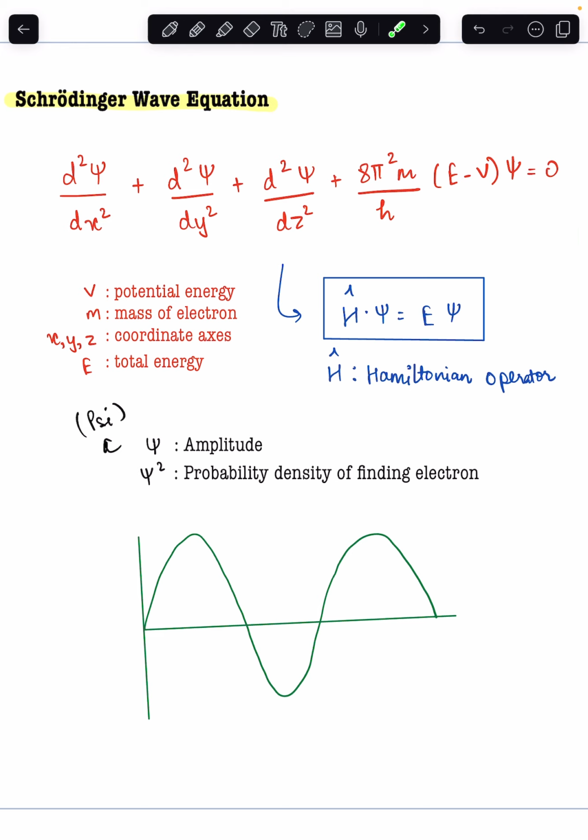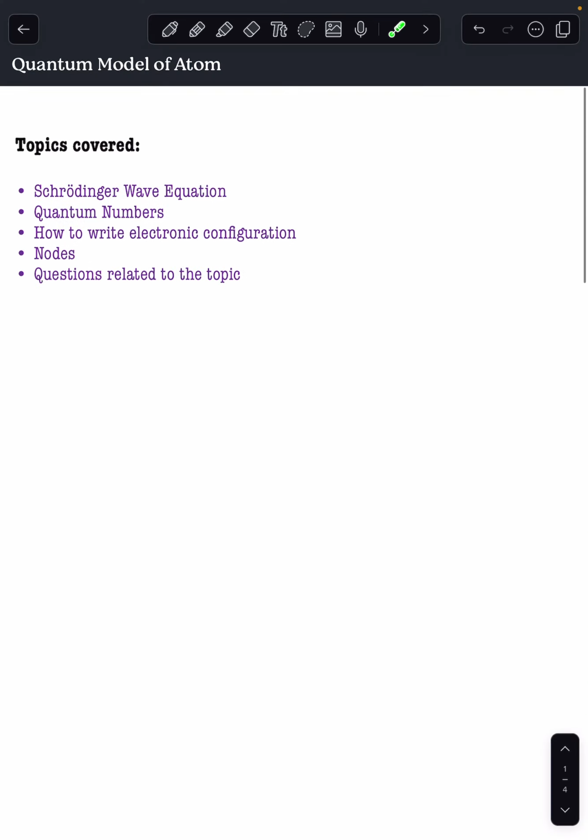This is all you need to know in the Schrodinger wave equation, and you will find the use of this. I will explain it in a very clear and helpful manner that will always help you keep all this in your mind at all times in the next session of this video. So we are done with the Schrodinger wave equation.